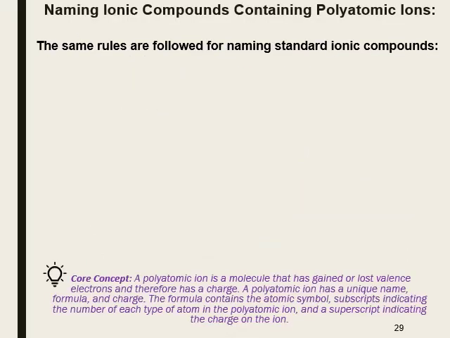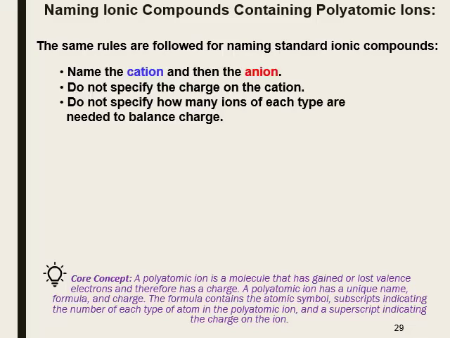So now that we have learned how to write the formulas of ionic compounds containing polyatomic ion, let's learn how to write the names if a formula is given. When you want to write the name of an ionic compound containing polyatomic ion, the rules are exactly the same as what we learned previously. Again, in this case, we write the name of cation first and then we write the name of anion. If our metal cation is a fixed charge metal, we do not specify the charge on that cation, and we do not specify how many ions of each type are needed to balance the charge.